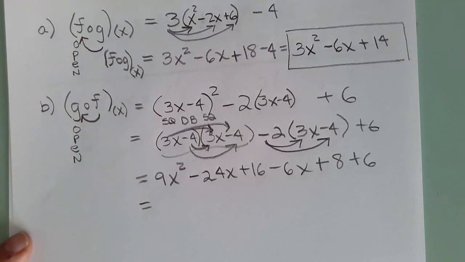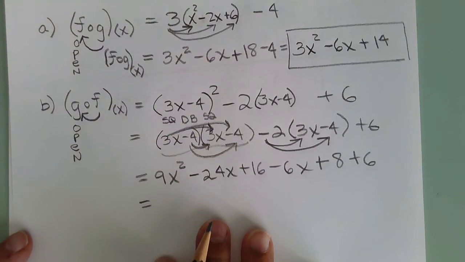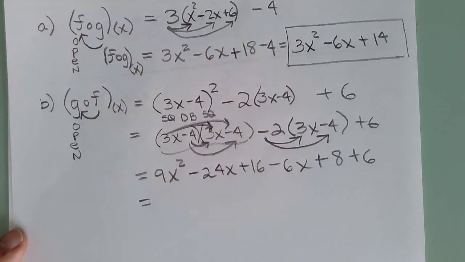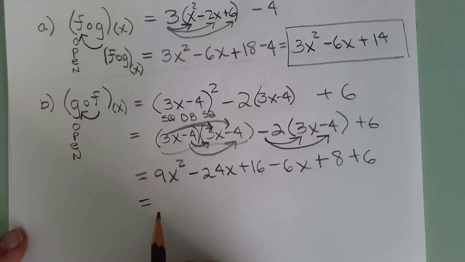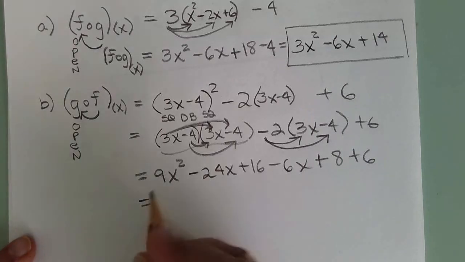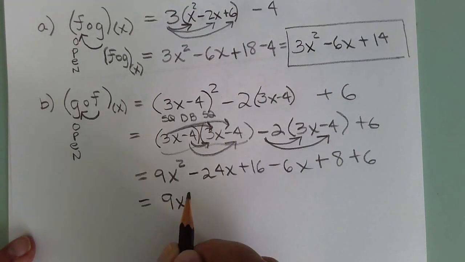So you see that this is significantly more work than part A, only because you are squaring a binomial. That's why I think you should use the shortcuts when possible, so you might want to memorize those shortcuts for foiling. Okay, combining like terms so that you can give the simplest form of this answer would be 9x squared.